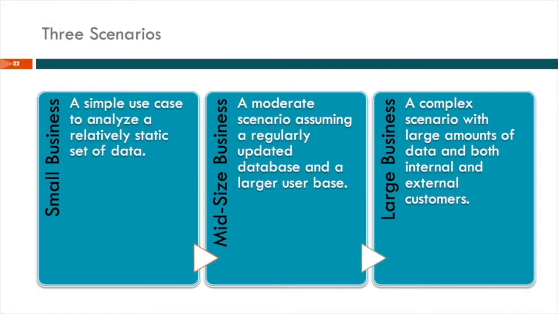So we're going to look at three simple use cases. A small business, very simple. They've got some static data. They want to do some analysis of it. They think, hey, let's use Amazon Quicksight to do that.